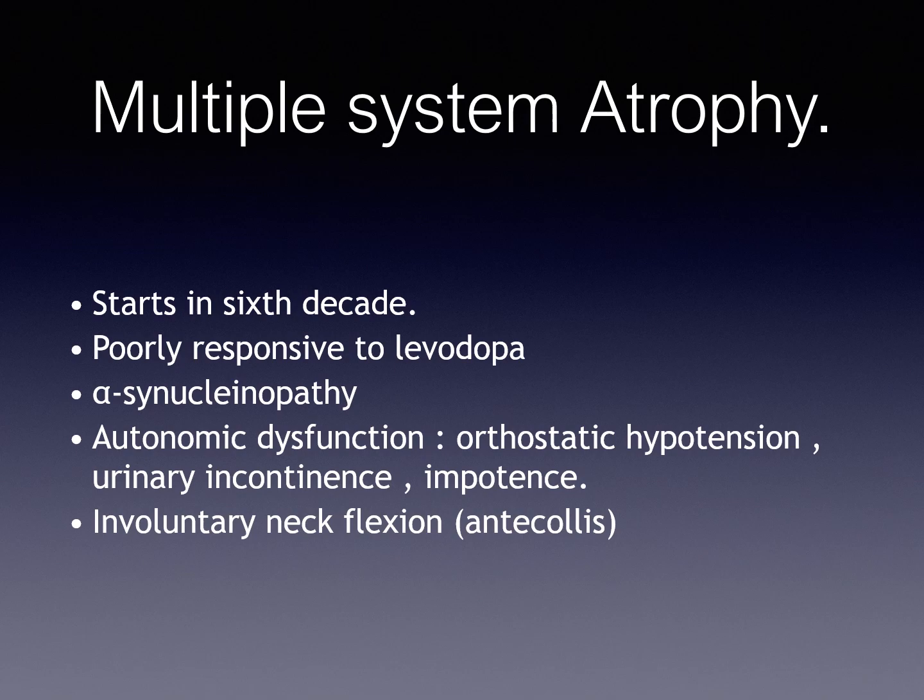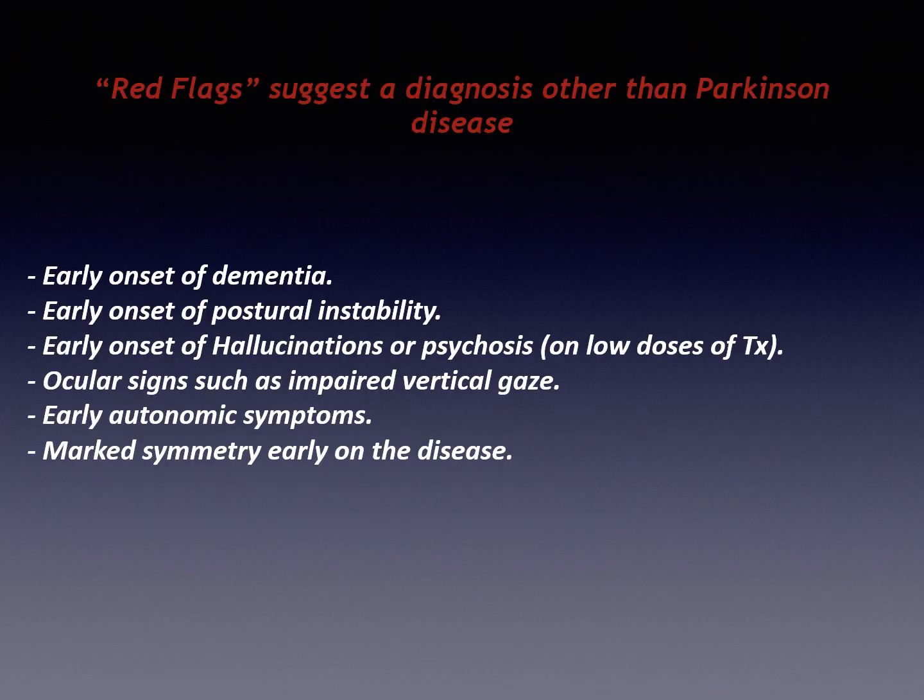Another Parkinson plus syndrome is multiple system atrophy. A patient with this disorder has Parkinsonian features in addition to autonomic features, mainly orthostatic hypotension, urinary incontinence, and impotence. This typically starts in the sixth decade of life, and again is poorly responsive to levodopa. There are red flags that, when you see them in a patient with rigidity and bradykinesia or tremor, would favor a Parkinson plus syndrome rather than idiopathic Parkinson disease, including early onset of dementia, like in Lewy body disease, early onset of postural instability, like in progressive supranuclear palsy, impaired vertical gaze, again progressive supranuclear palsy, early autonomic symptoms like multiple system atrophy, and so on.